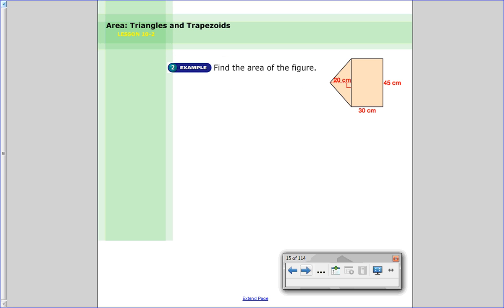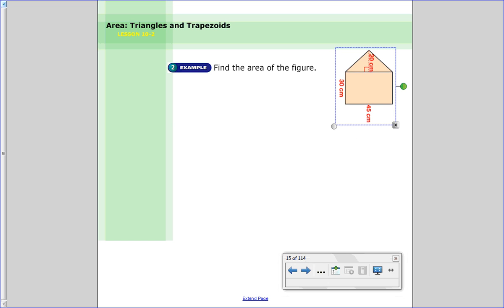All right, so now we have one like this. We're taking it a step further. They give us this figure, and again, I can turn it so you can see it like that. And they're saying find the area. We're looking at it right now. You probably can't find the area of it, not as one figure. But what we can do is separate it out into figures we do know how to find the area of.